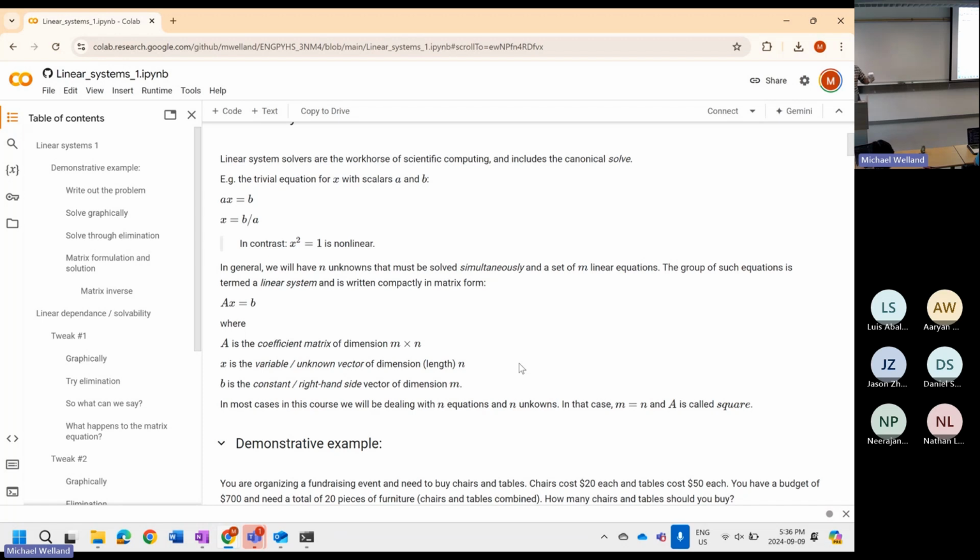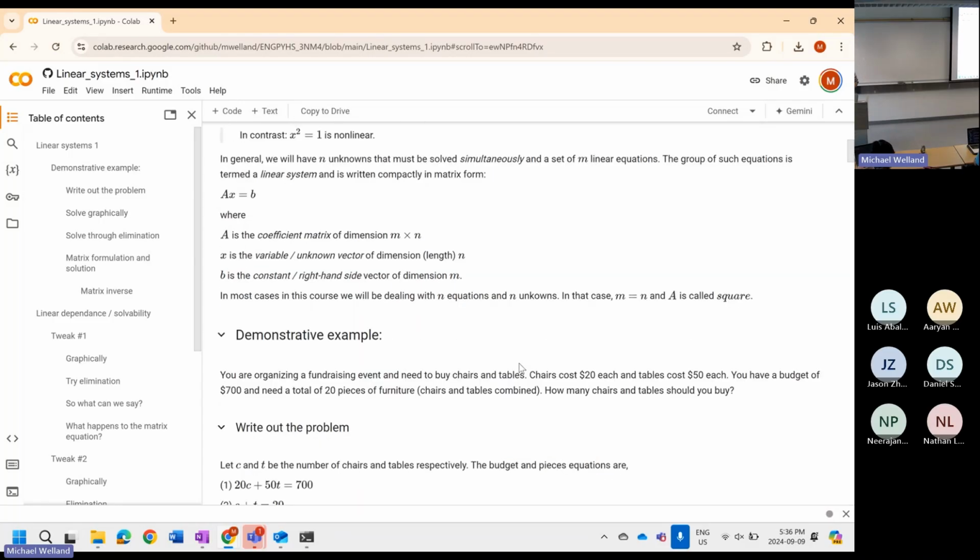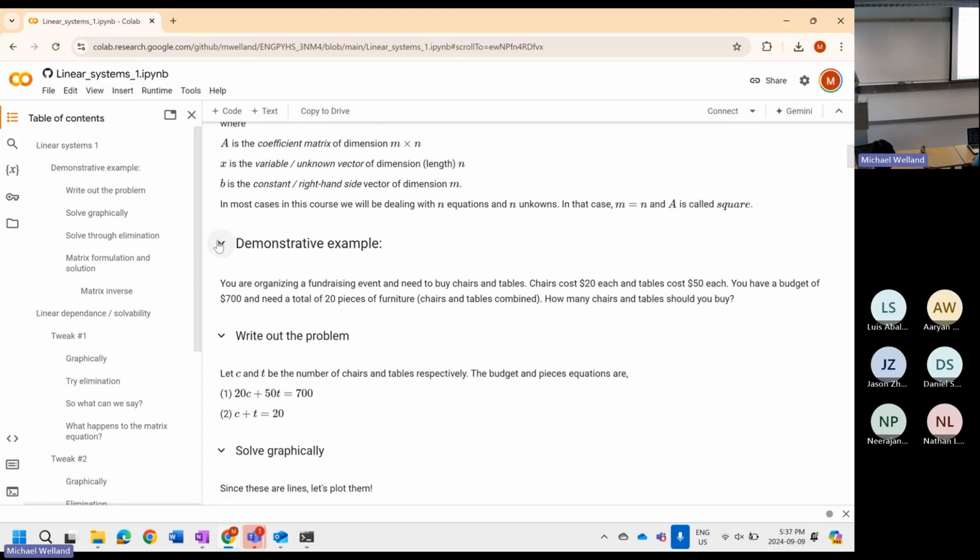In general, you can think of A as a square matrix, n by n. We might expand that a little bit later. And there's a brain teaser at the bottom here. Okay, so, demonstrative example. We're going to be coming back to this one again and again and again.